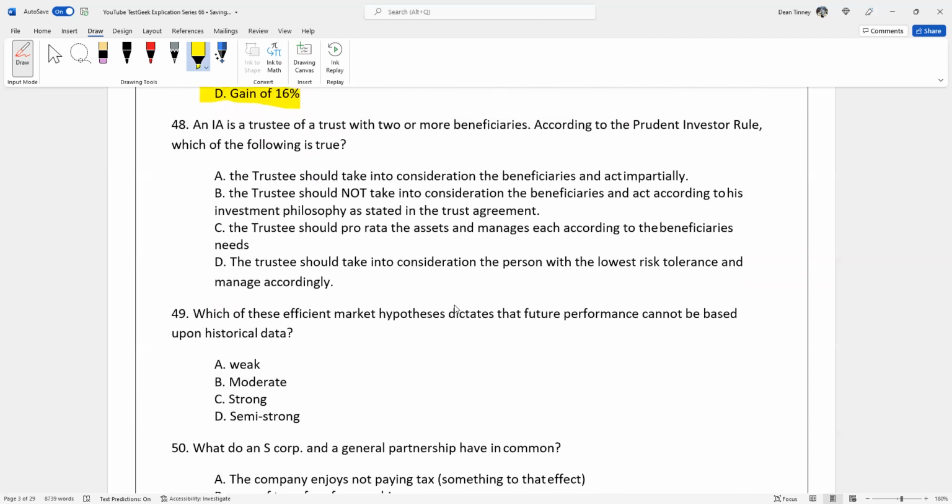48, an investment advisor is a trustee of a trust with 2 or more beneficiaries. According to the prudent investor rule, which of the following is true? Trustees should take into consideration the beneficiaries and act impartially. Or, the trustee should not take into consideration the beneficiaries and act according to the investment policy as stated in the trust agreement. I don't particularly care for Brian's question, but what he's getting at is you have to follow whatever the trust terms are, right?